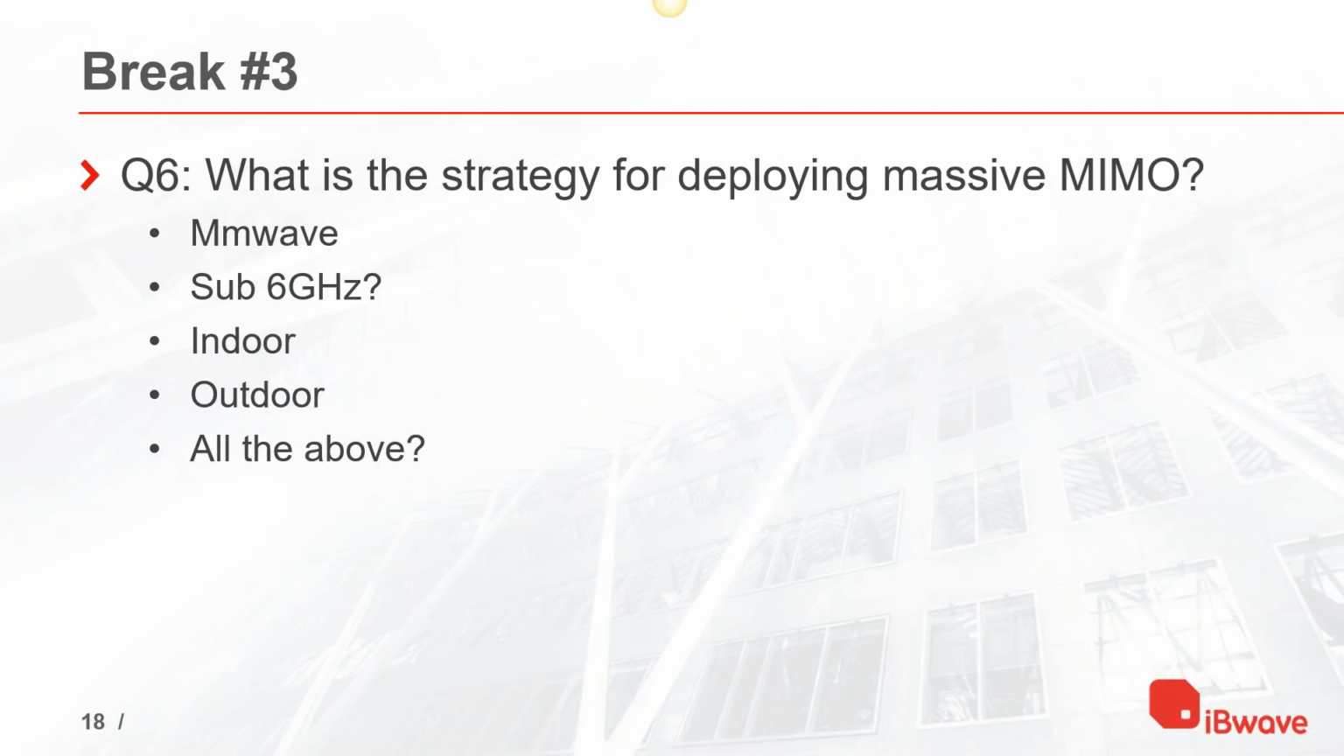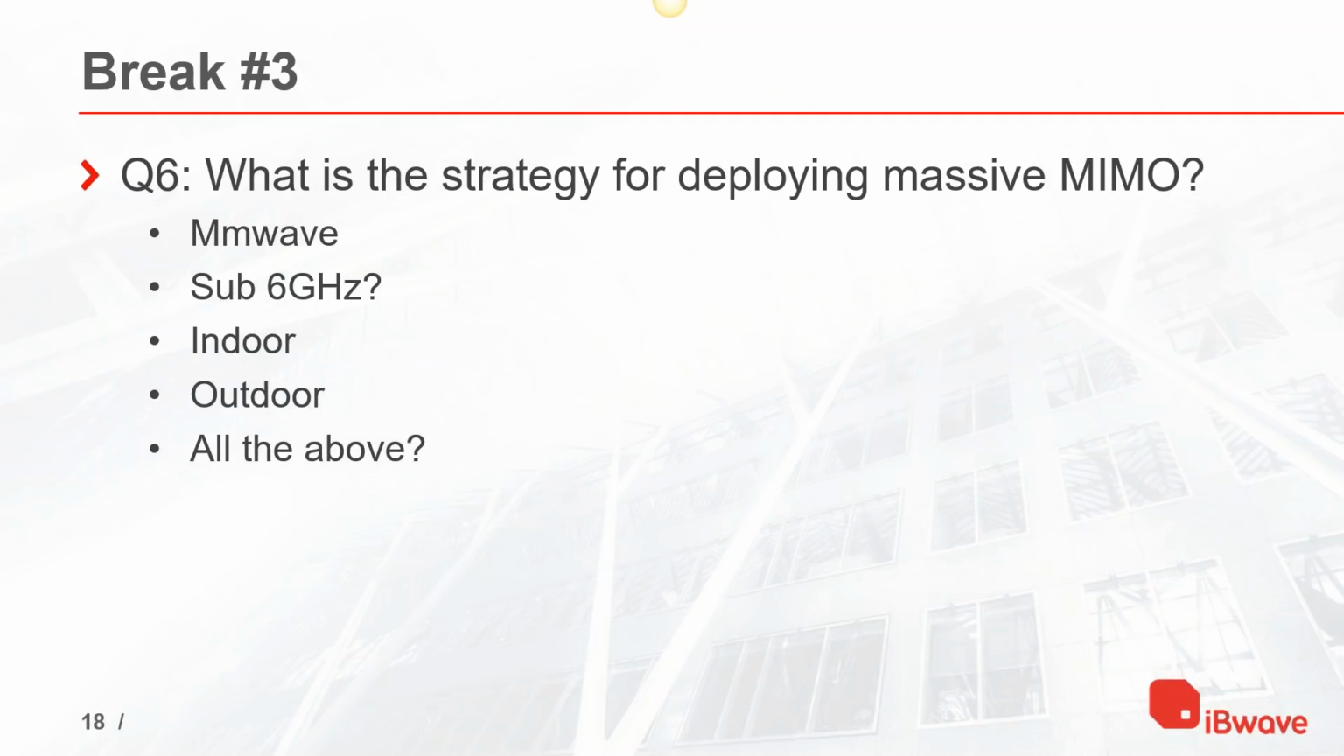What we have seen is two things in the market. The first one is what is being reported of the trials, and massive MIMO has been trialed at both millimeter wave frequencies and a 3.5 gigahertz band, which is sub-6. So from that point, it will be both millimeter wave and sub-6. Now, indoor and or outdoor or both.